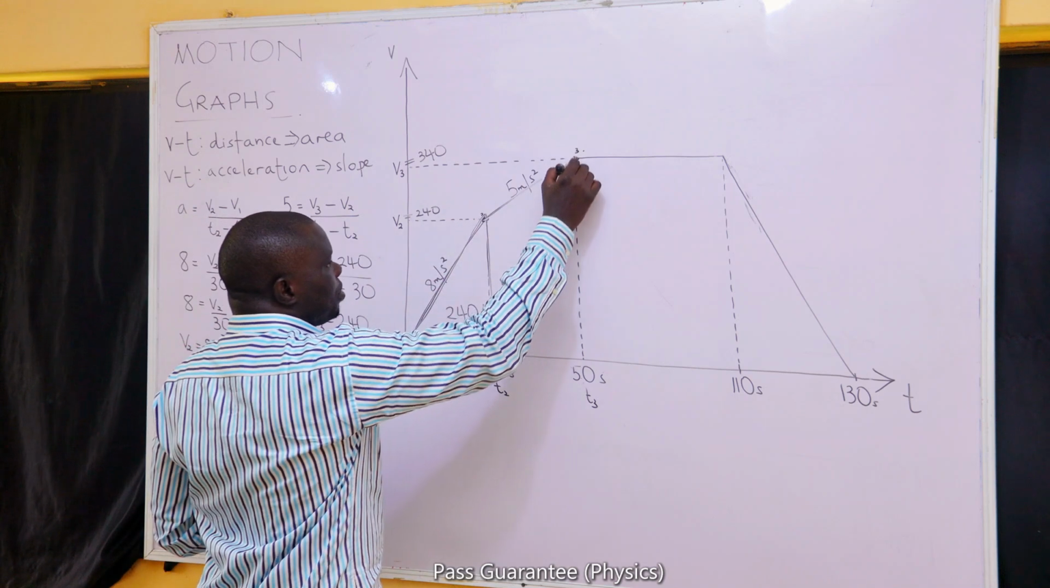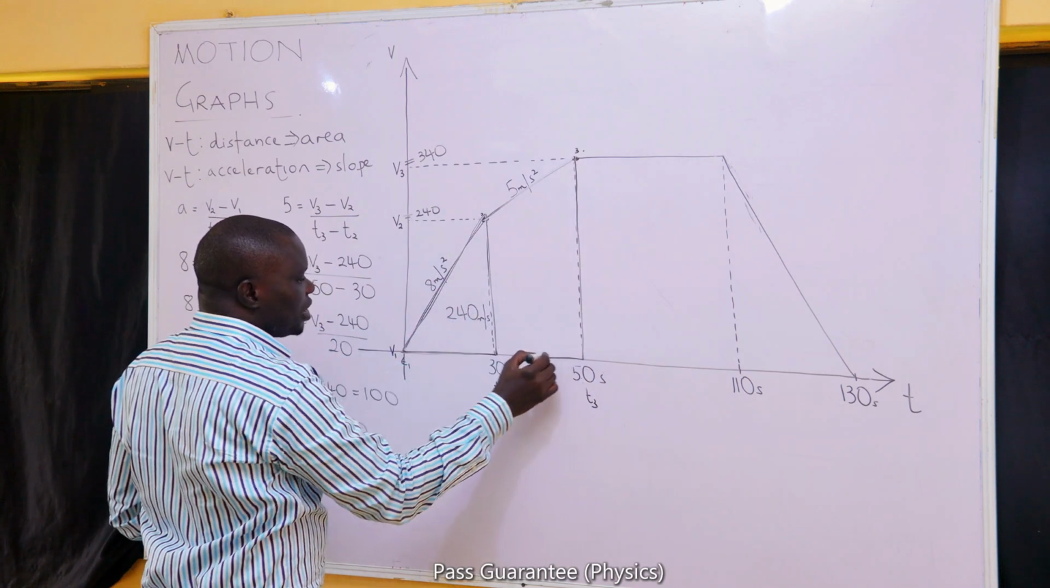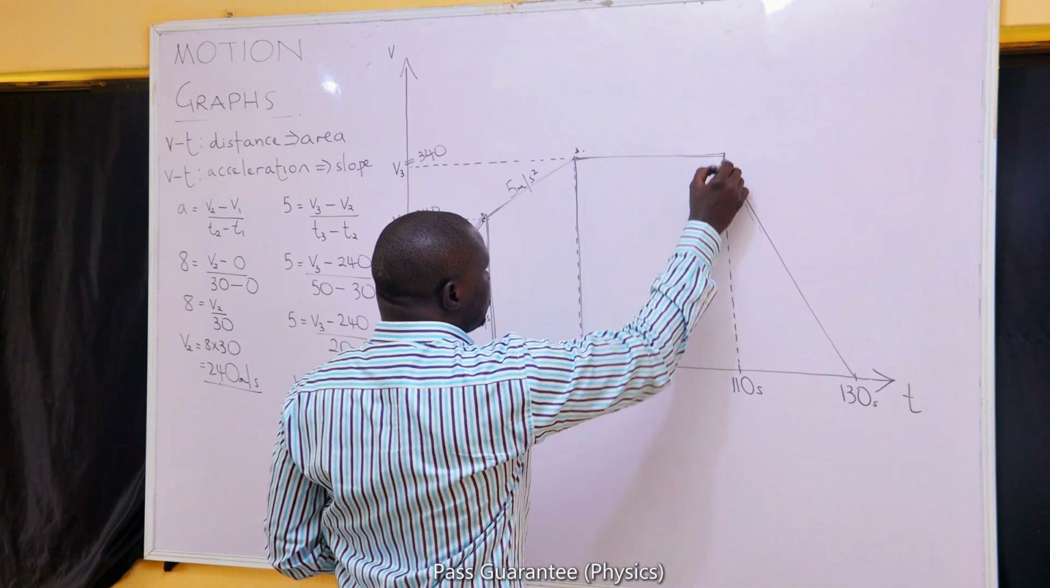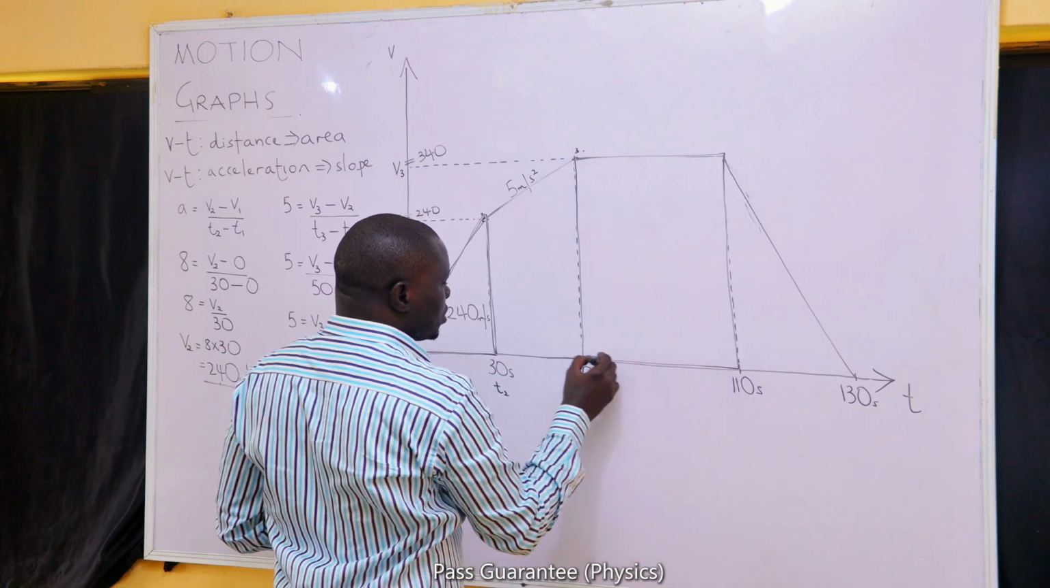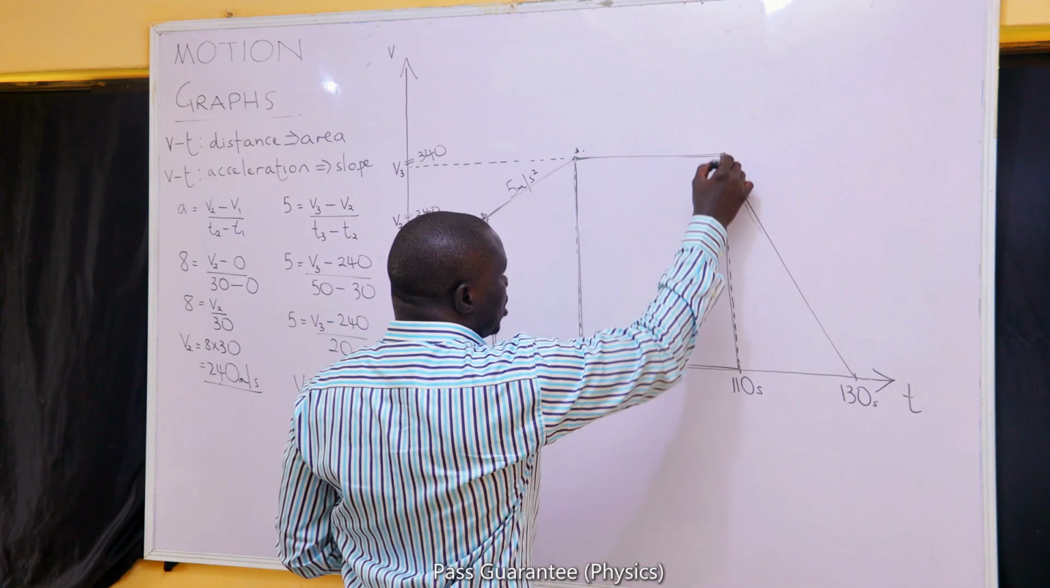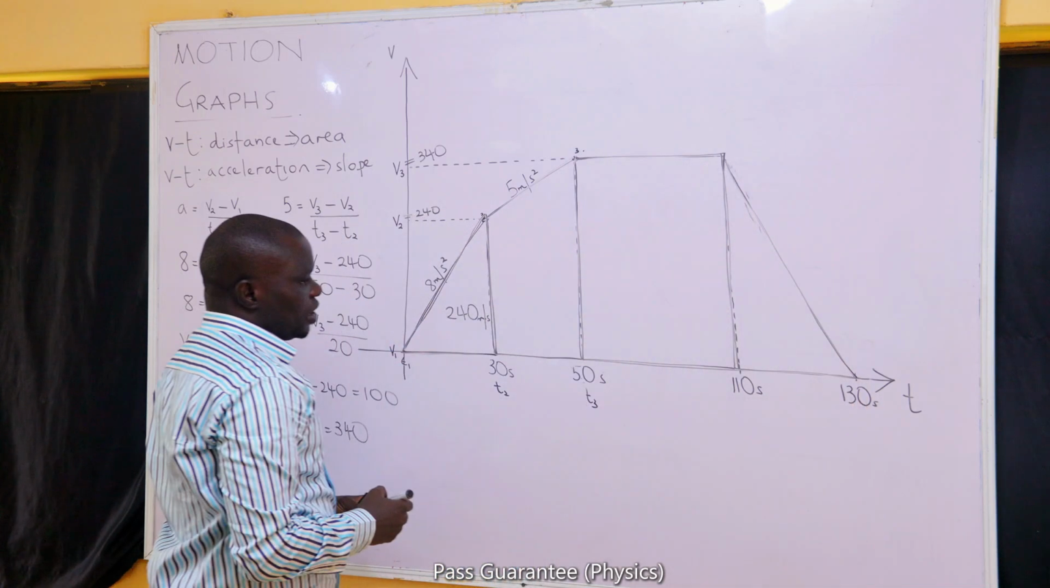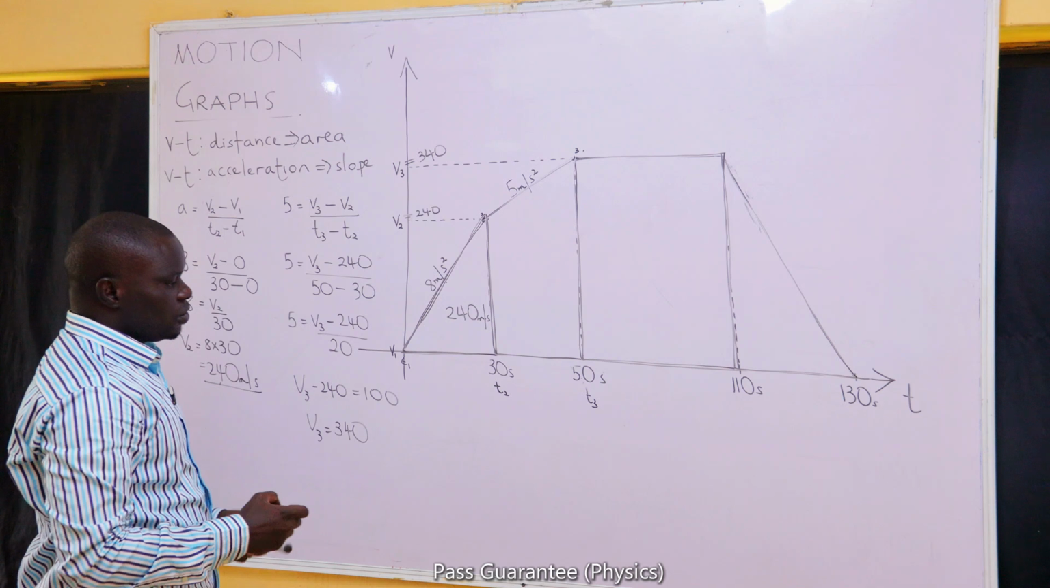The next is a trapezium. This is a trapezium. I can find the area of this trapezium. The next is a rectangle. I can find the area of this rectangle. Then the next is a triangle. I can find the area of this triangle clearly. So if I do that, I should be able to get it.